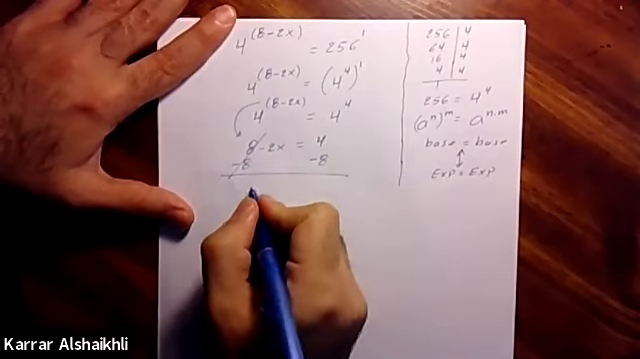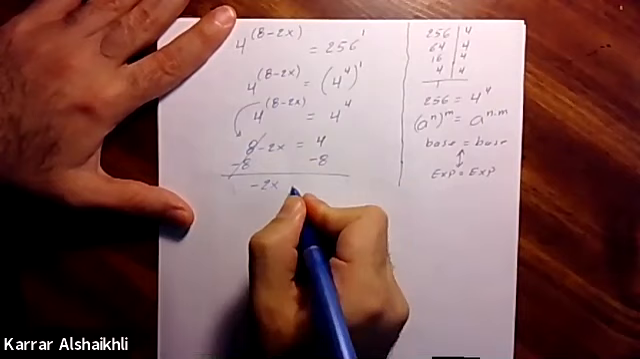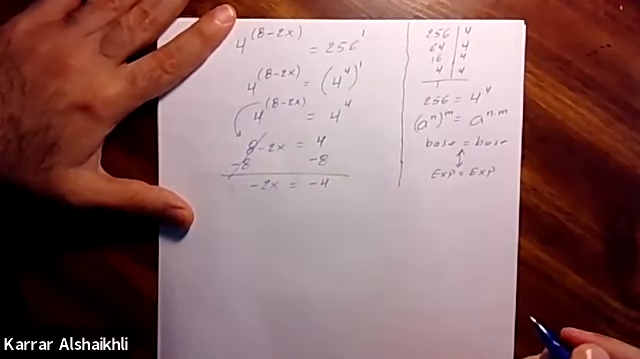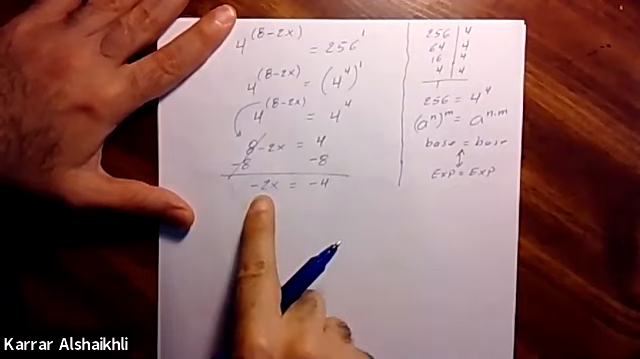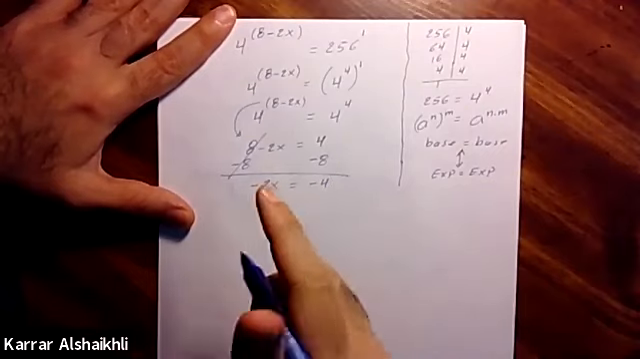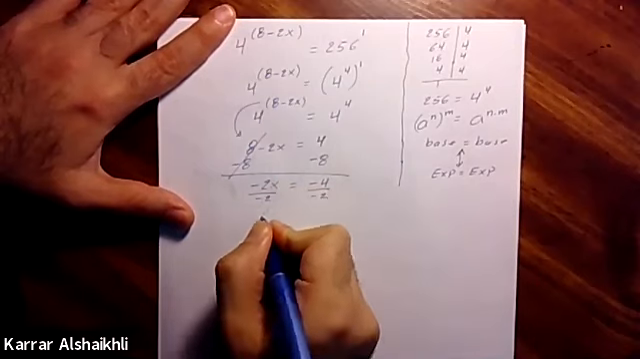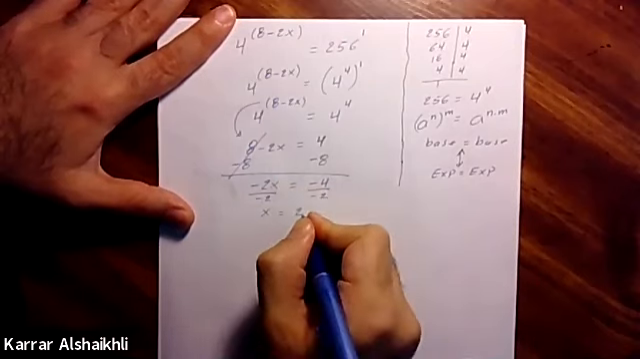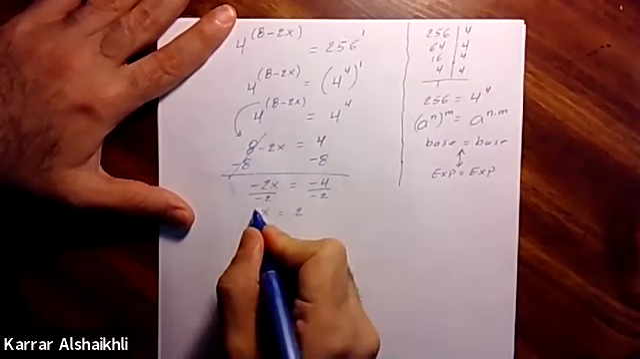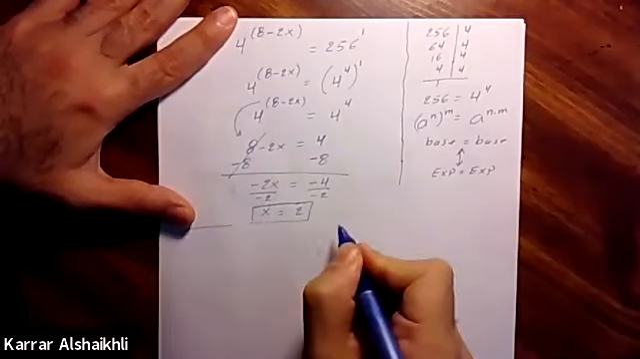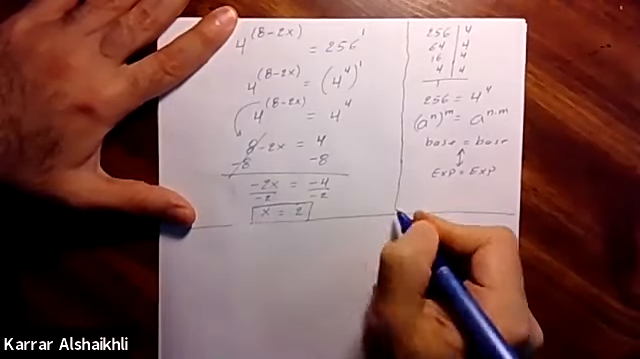Cancel these. So the leftover is negative 2x equals 4 minus 8, which is negative 4. Now the last step, dividing both sides by negative 2. So x is going to be negative 4 divided by negative 2, which is 2. That means this is the solution for this example.